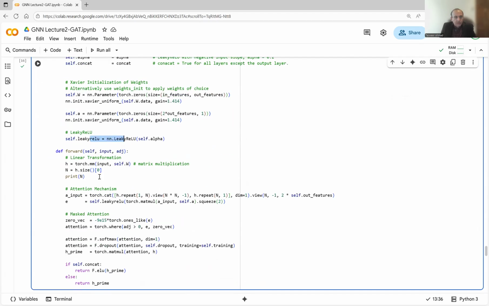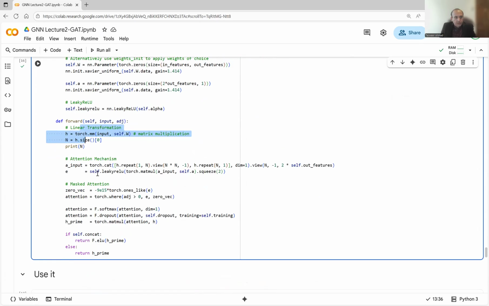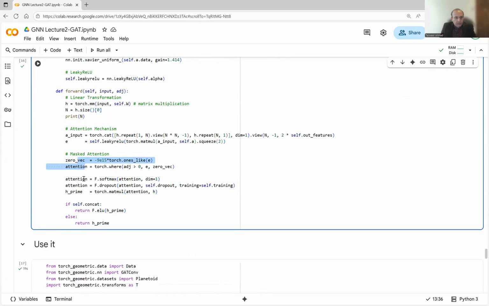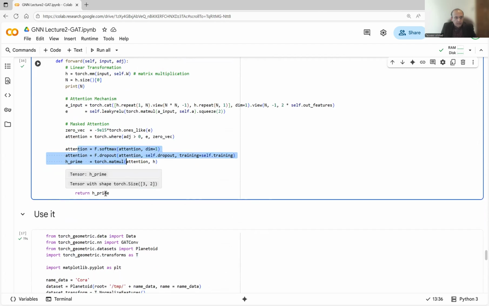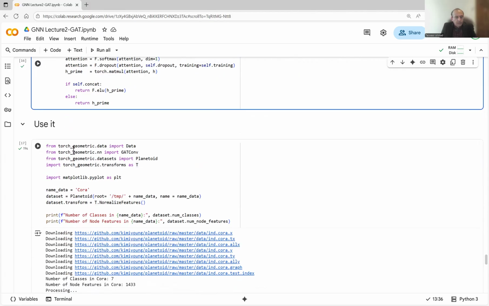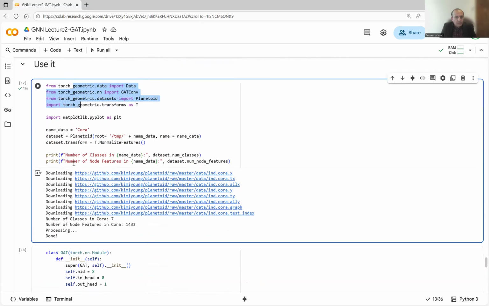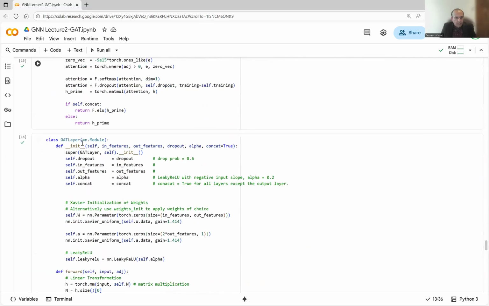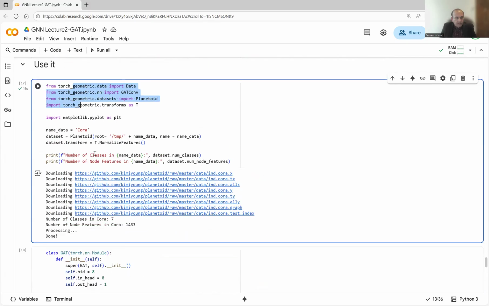leaky ReLU function. In the forward pass, we compute the linear transformation of the nodes, and then apply the attention mechanism, compute E using the attention mask and the adjacency input, and this attention is computed, and then H prime is computed. So this is the way that H prime comes. Then we use this GAT attention layer in our problem solving.